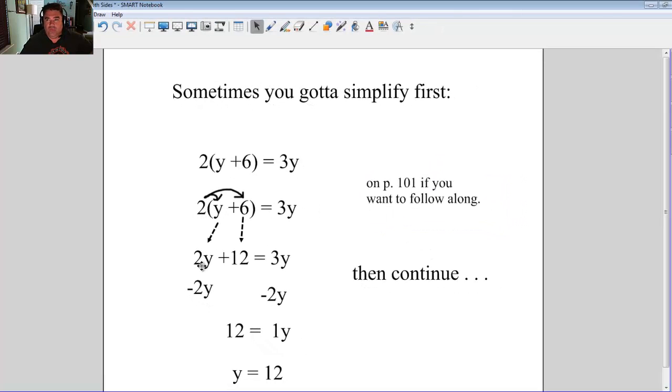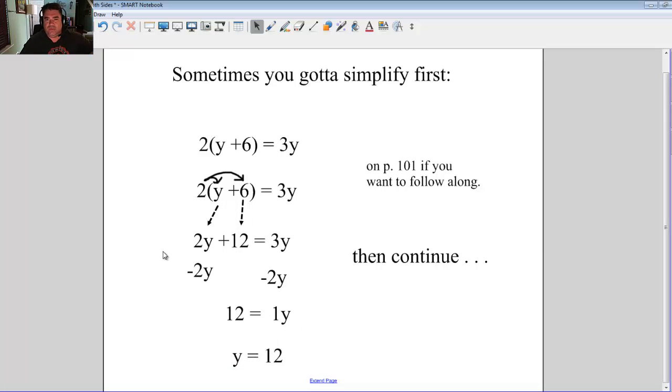2 times y is 2y, 2 times 6 is 12, equals 3y. Now instead of plus 2y, we're going to minus 2y to this side and then this side. So I'm going to go ahead and get rid of this guy. So 12 equals 1y. Or y equals 12, whichever is easier.